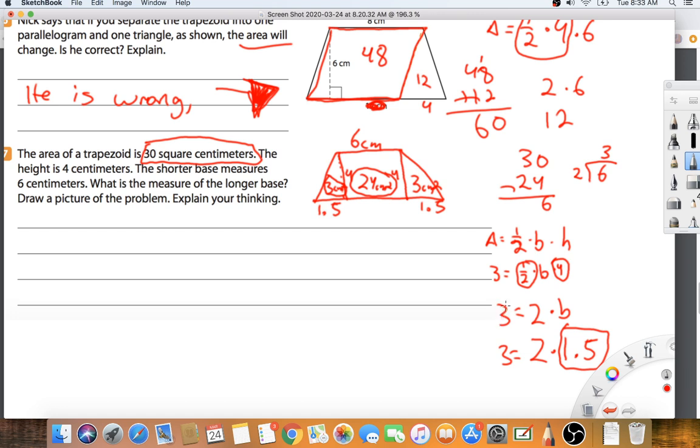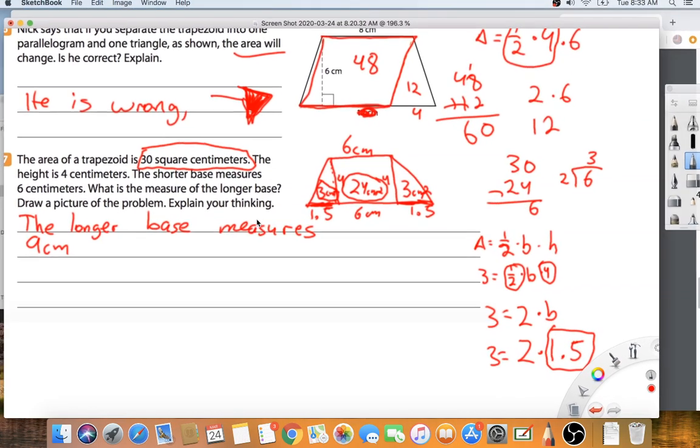Now, I know it's confusing people. It's probably the hardest question on here. But in order to find the base of the bottom of the trapezoid, we have to add this base, which is 1.5, this base, which is 1.5, and then this base on top, which is 6 right here. So when I add 1.5 plus 6 plus 1.5, I get 9 centimeters. So the longer base measures 9 centimeters. This one's really hard, people, but try doing it again without me.